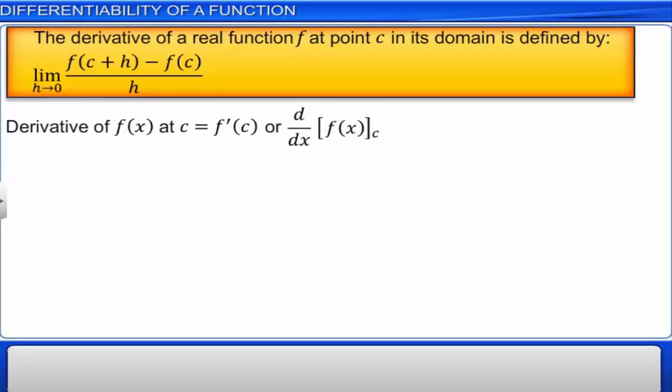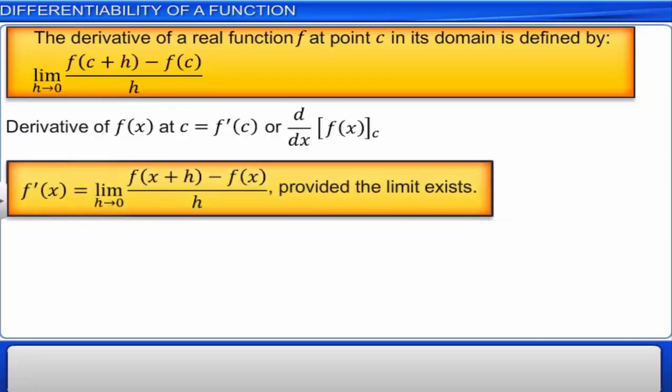Thus, the derivative of f(x) is defined by f'(x), which is equal to the limit of (f(x + h) - f(x)) divided by h as h approaches 0, provided the limit exists.